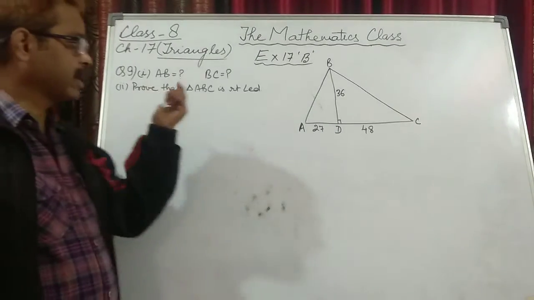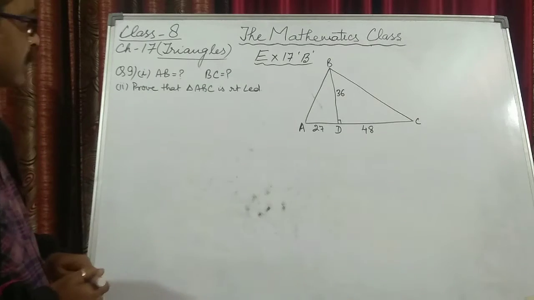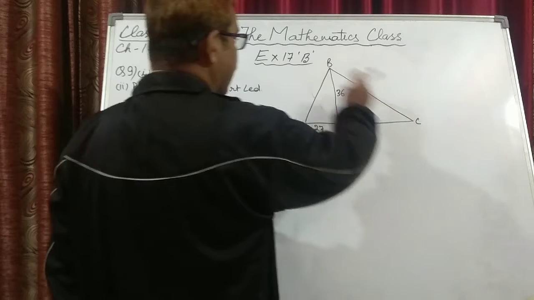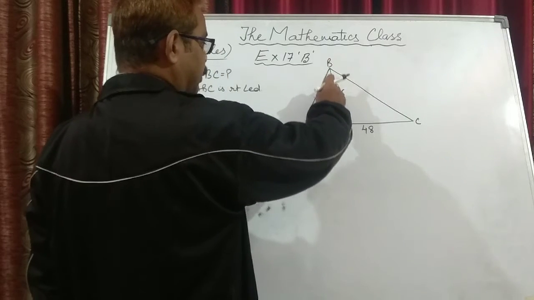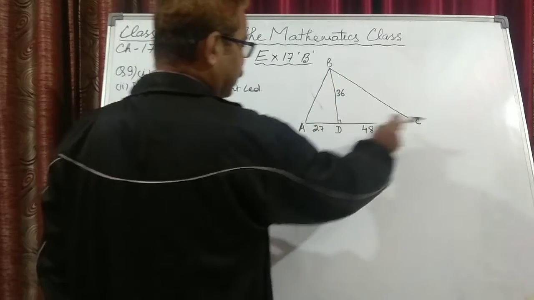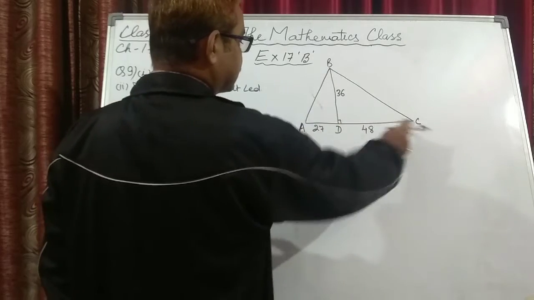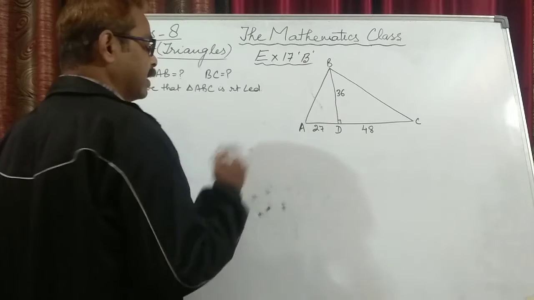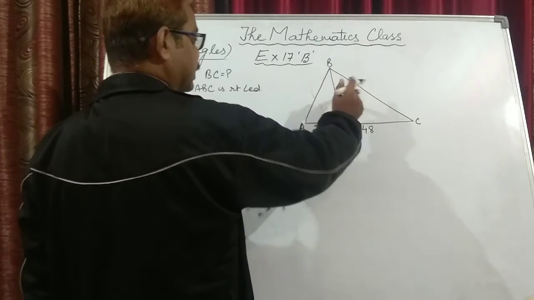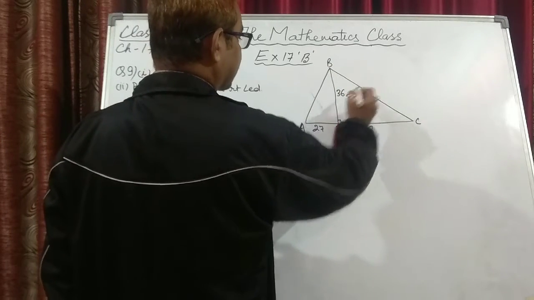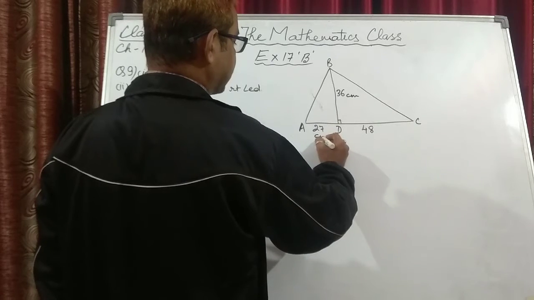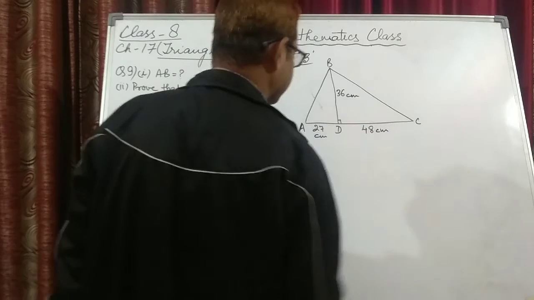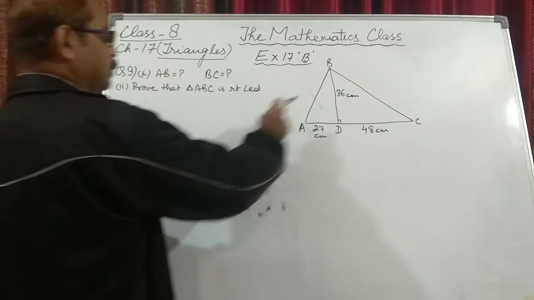Now in question number 9, what you can see, there is a diagram given, a triangle ABC, and from B an altitude or a perpendicular is drawn on AC which meets AC in point D. So this is 90 degree given, and the length of BD is 36 centimeters. The length of AD is 27 centimeters and the length of DC is 48 centimeters. We have to find AB.